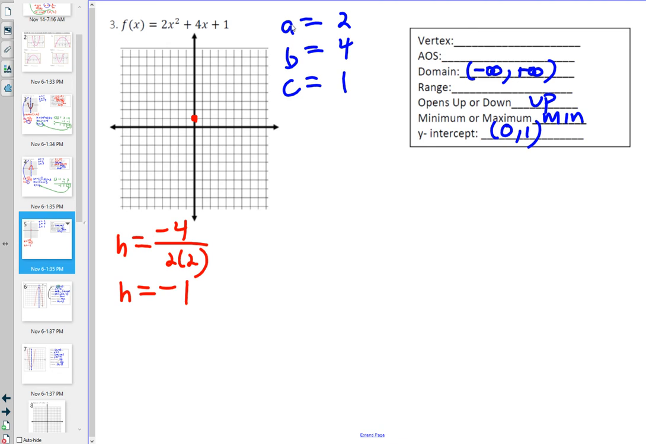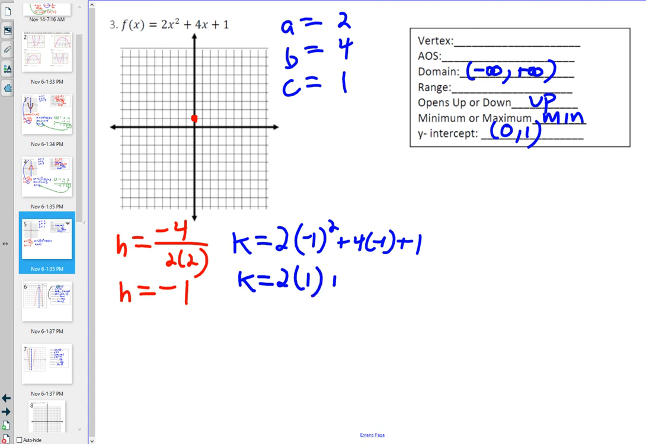Then I would get that negative 1 and substitute it to find k. So 2 times negative 1 squared plus 4 times negative 1 plus 1. So k is going to be negative 1 squared is positive 1. So 2 minus 4 plus 1 is negative 1. Did I do the same thing? No, I didn't.